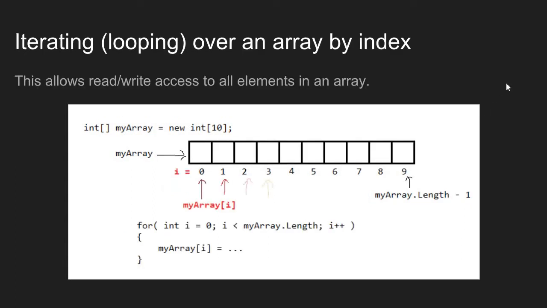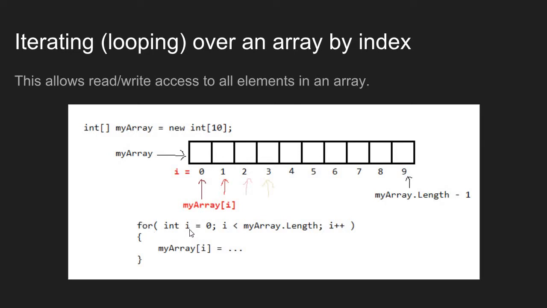Now how can we work with all the values in an array? Well, here I'm going to show us an example of how we can loop over an array or iterate over an array using the index. When we iterate over an array using the index, we can do both read and write type operations against each element in the array. So here I have a visualization of my array. I see I have all the indexes listed here. And here's my loop. This is a cookie cutter loop. It will always work to allow you to access all elements in an array.